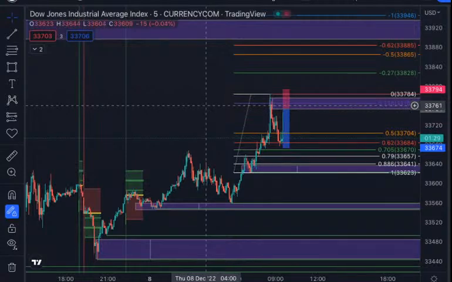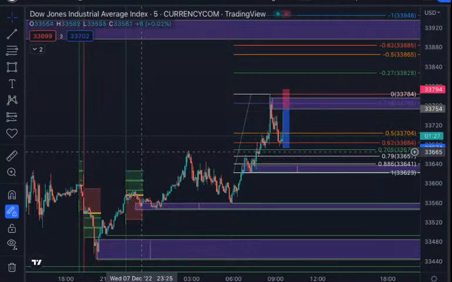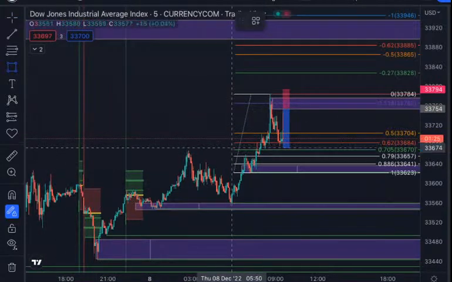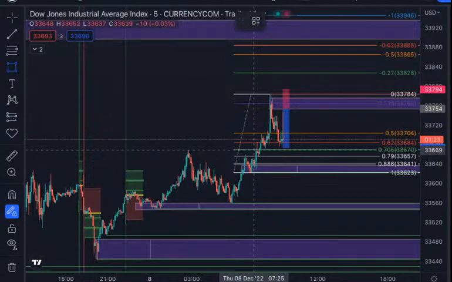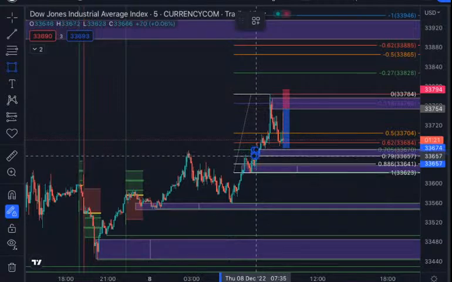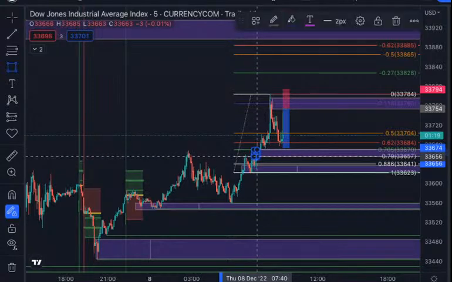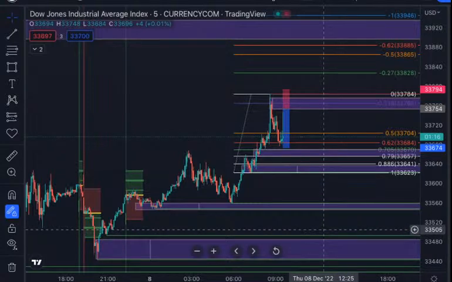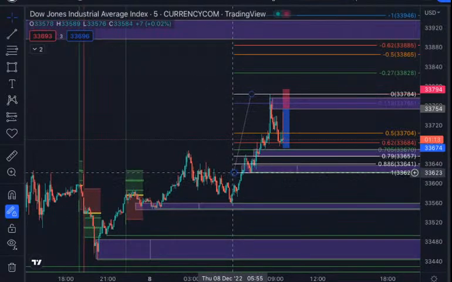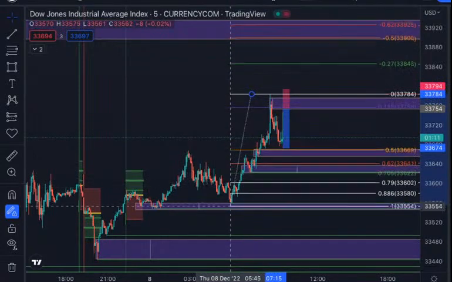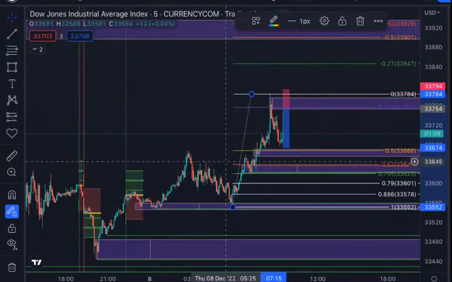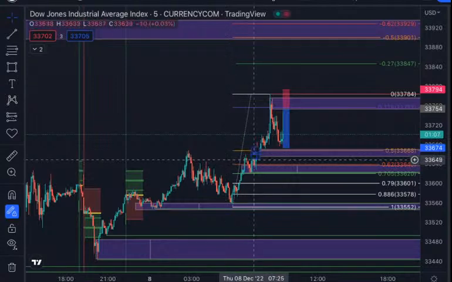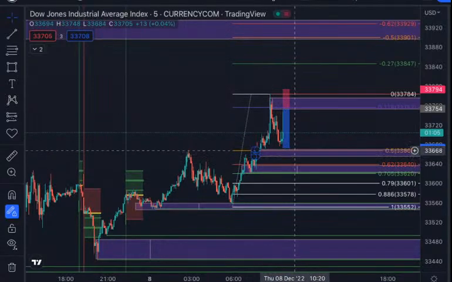All right, let's see. All right, we may get some support right there to take it back to the upside. Perfect lineup. See how these levels line up with the zones that I already plotted.